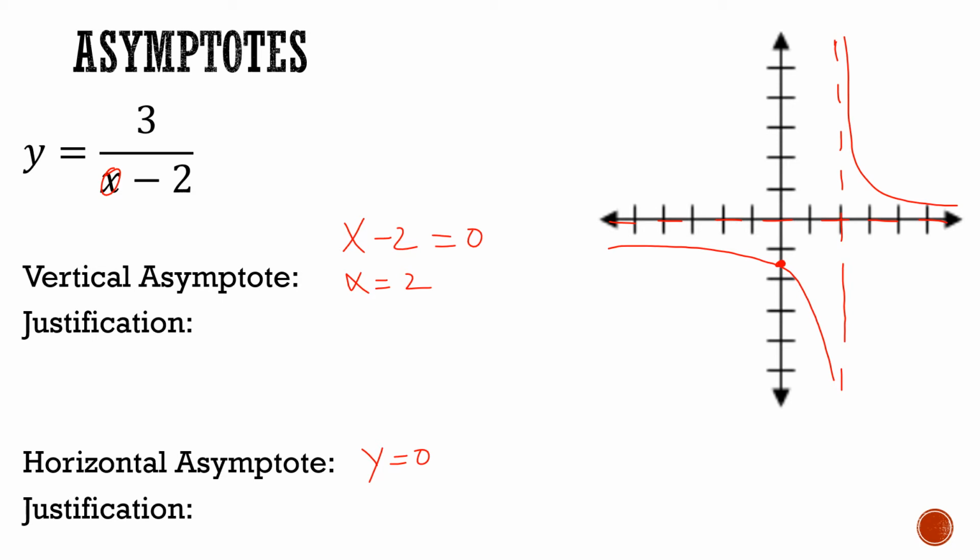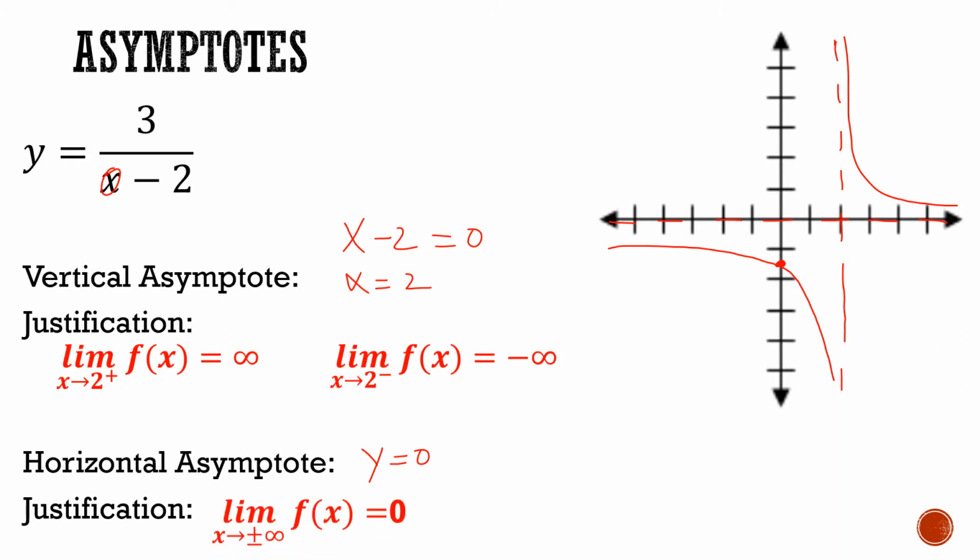that's the graph that I'm going to get. Now, how do I know for sure that this is the vertical asymptote? Well, when I look at x equals 2, I see on the right-hand side it's going to infinity, and on the left-hand side it's going to negative infinity. Well, that's the definition of an asymptote. So my justification, I would simply say, the limit as x approaches 2 from the right, f of x equals 0, and the limit as x approaches 2 from the left, f of x equals negative infinity.